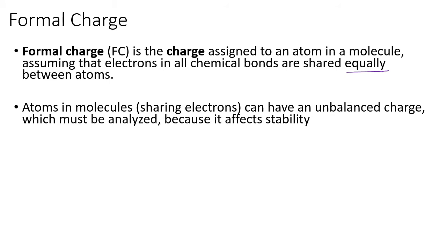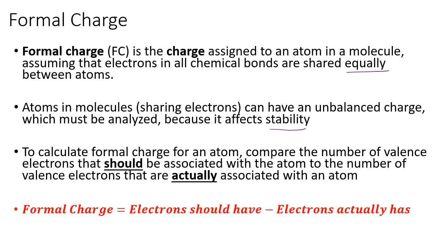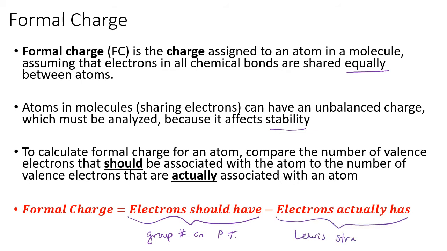Atoms in the molecules can have an unbalanced charge. And so we have to analyze it because, depending upon which atom the charge lies on, it can affect the molecule's stability. To calculate the formal charge of an atom, we compare the number of valence electrons that atom should have to the number of valence electrons that it actually has. When we say electrons it should have, I mean from the group number on the periodic table. So how many valence electrons should a nitrogen atom have? Well, nitrogen's in group 5A, so it should have 5 around it. And how many electrons it actually has will come from the Lewis structure that we're analyzing.